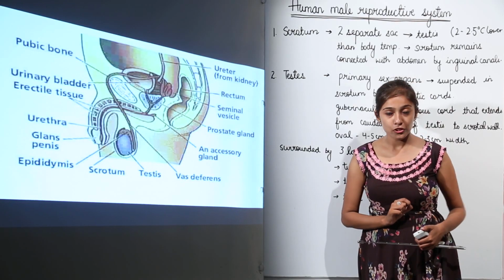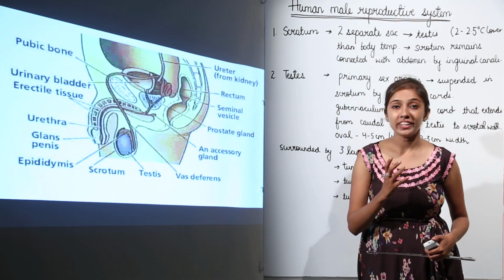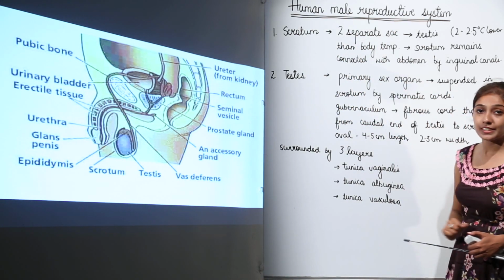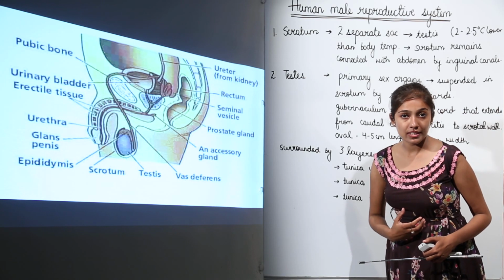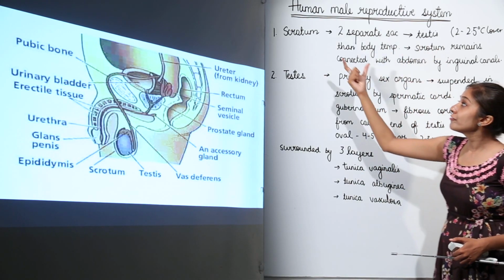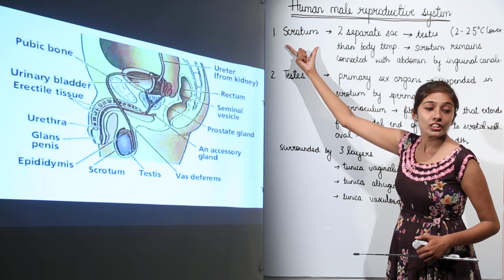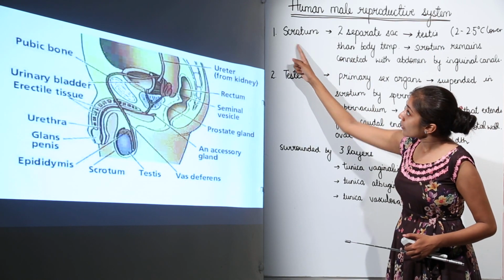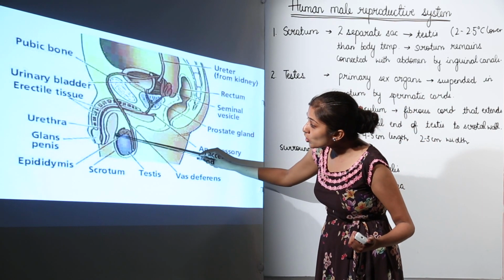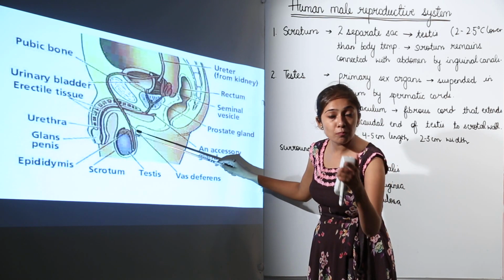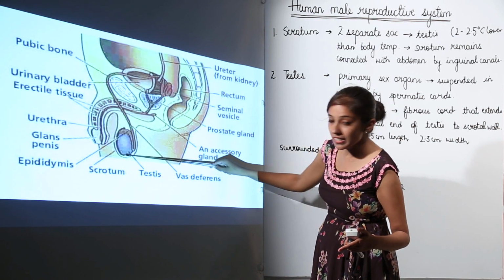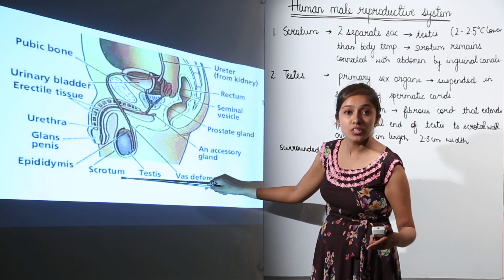Now please pay attention, because now we are going to discuss a very important topic, that is the human male reproductive system. So we are going to discuss it step by step. First of all, in the human male reproductive system, we have a special organ that is known as the scrotum. You can see in the image that this pouch-like structure which is more pigmented is known as the scrotum.